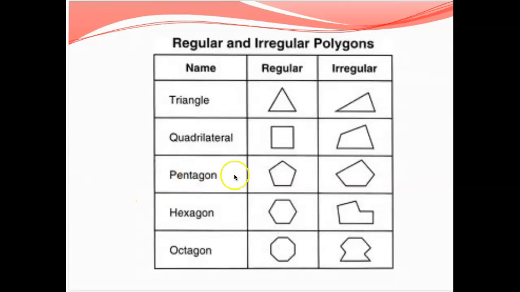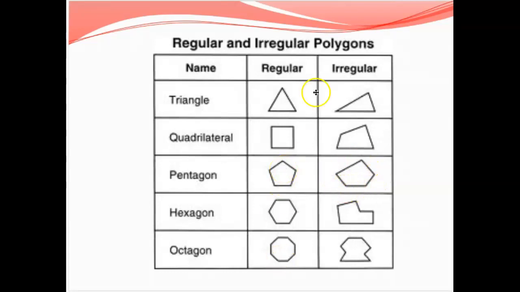For your pentagon, your 5-sided shape, if you chose to draw a regular pentagon with the exact same side lengths for all 5 sides, it would look like this. If you choose to draw an irregular polygon, it could look like this or many different things. The only rule is that it has to have 5 straight sides, 5 angles.